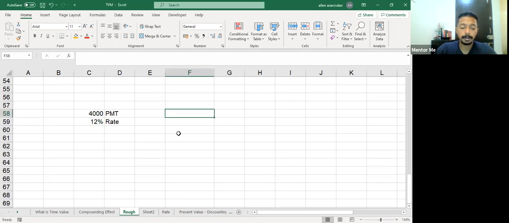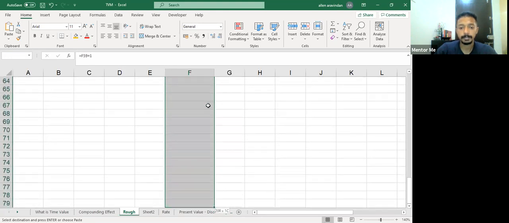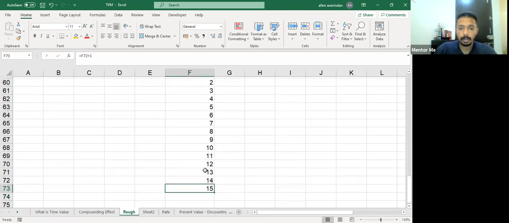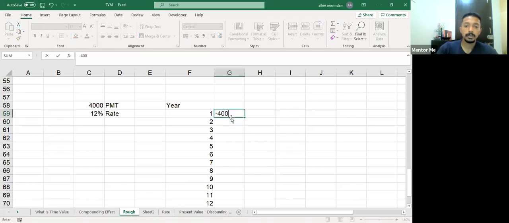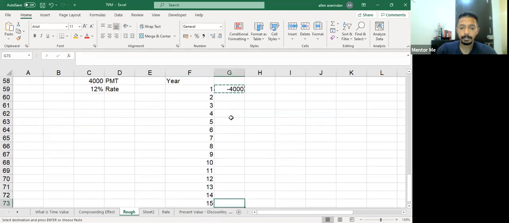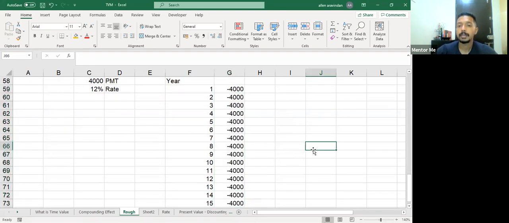Let's create a timeline. Let me create those 15 repetitions. So it's repeating till here. What it's saying is, if you deposit per year into an account that pays 12% for 15 years, you keep depositing, investing, for 15 years at the rate of 12% interest.